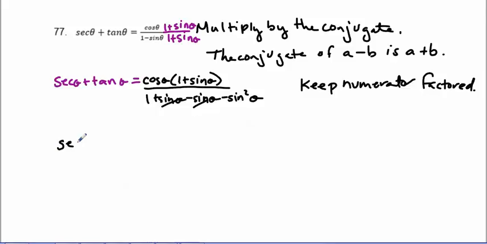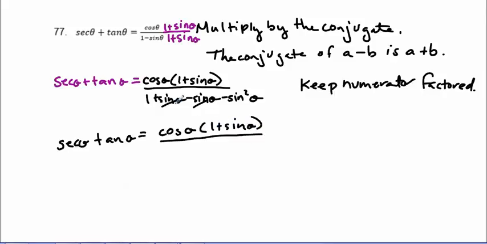So my left side is still secant theta tan theta. My numerator is still factored. And my denominator of 1 minus sine squared, I'm going to replace the 1 with my Pythagorean sine squared theta plus cos squared theta. And then minus sine squared theta, I'm bringing that down. So the sine squareds will cancel out, and now I have cos squared as my denominator. So this cos squared, one of those cosines can cancel with the cosine up here.